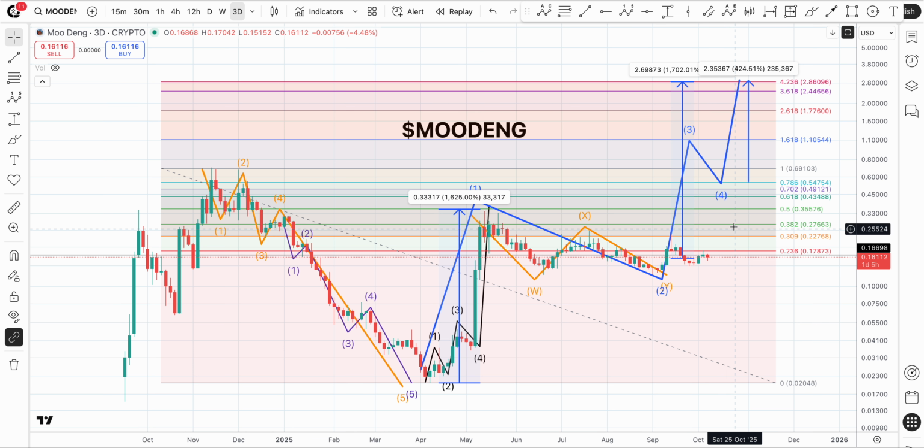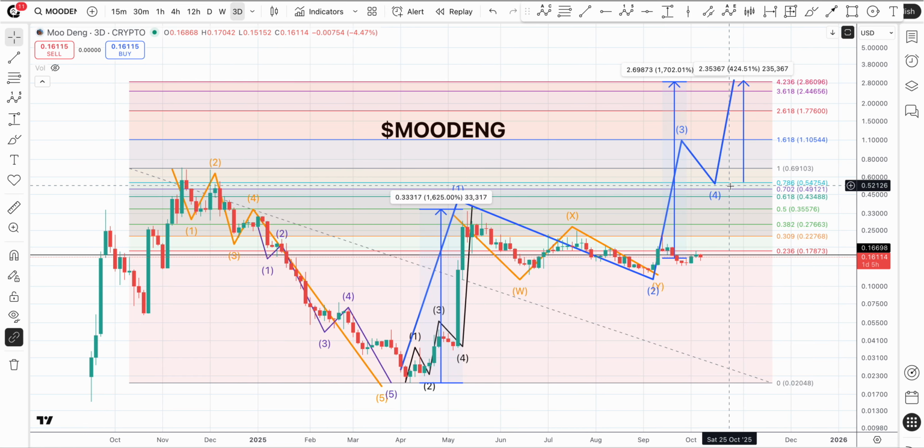Again, it all depends on the macro market. Macro market's moving up. From a probability and mathematical standpoint, this is what we're looking at for MOODENG on a run up during an alt season.